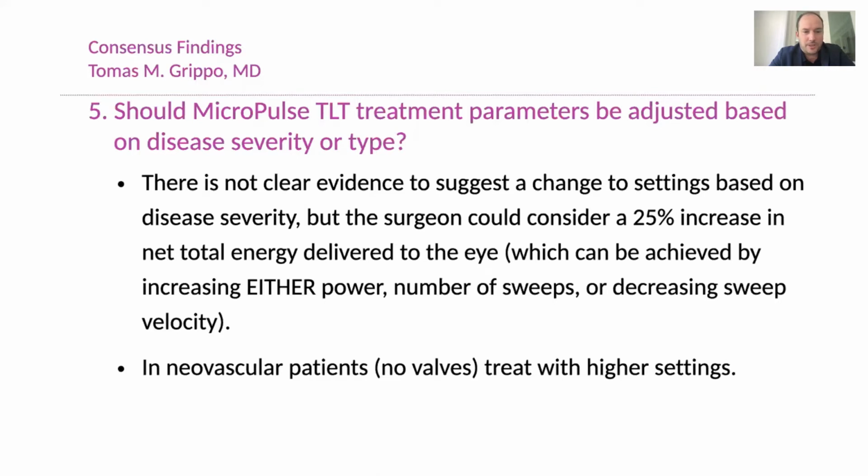Another scenario would be patients with different glaucomas, even though there is no clear evidence that we should treat them differently. One that pops up all the time is neovascular glaucoma, which we know is one of those challenging glaucomas with poor prognosis. When there are no valves placed, we think that we should treat them with higher settings. Of course, within the neovascular glaucoma spectrum you have different stages, but we'll discuss that a little bit later. The consensus is that we would treat those patients in general with higher settings.